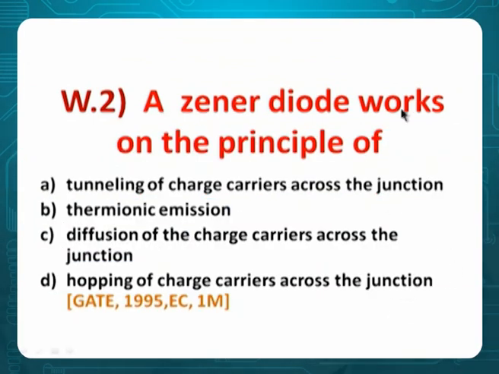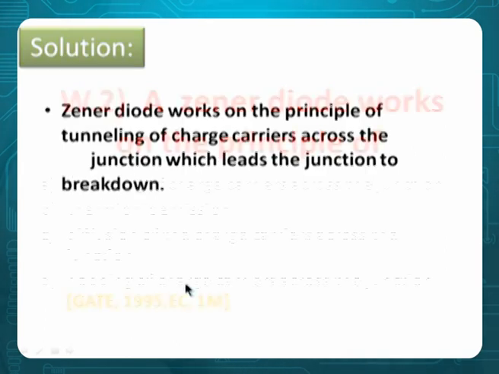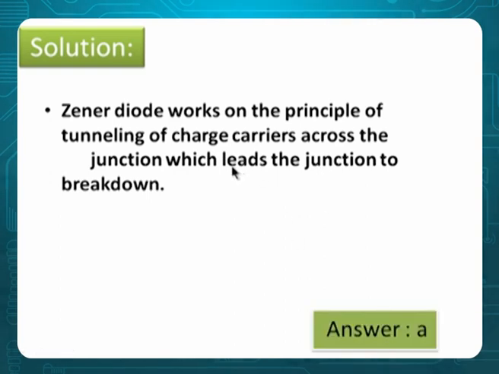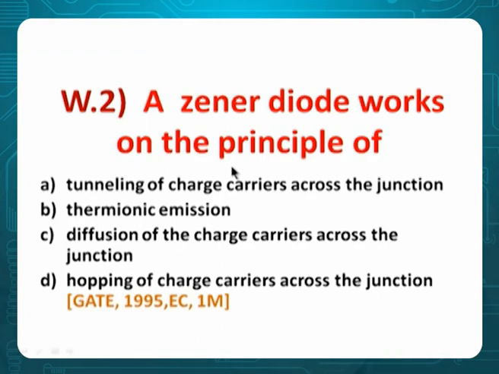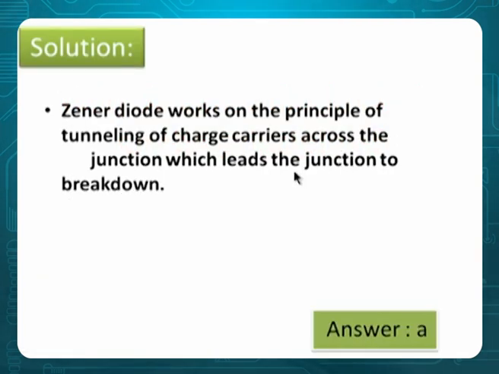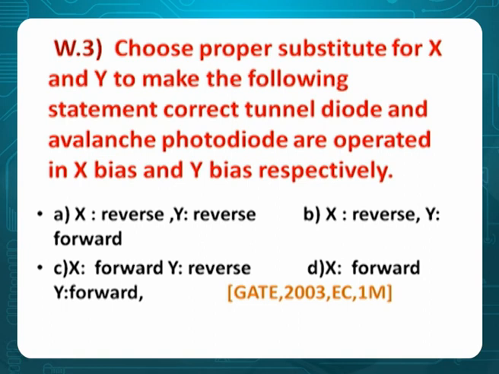Question number 2. A Zener diode works on the principle of: tunneling of charge carriers across the junction, thermionic emission, diffusion of charge carriers across the junction, or hopping of charge carriers across the junction. That's given in GATE. Solution: a Zener diode works on the principle of tunneling of charge carriers across the junction, which leads to junction breakdown, and that is A. Therefore, the option is A.